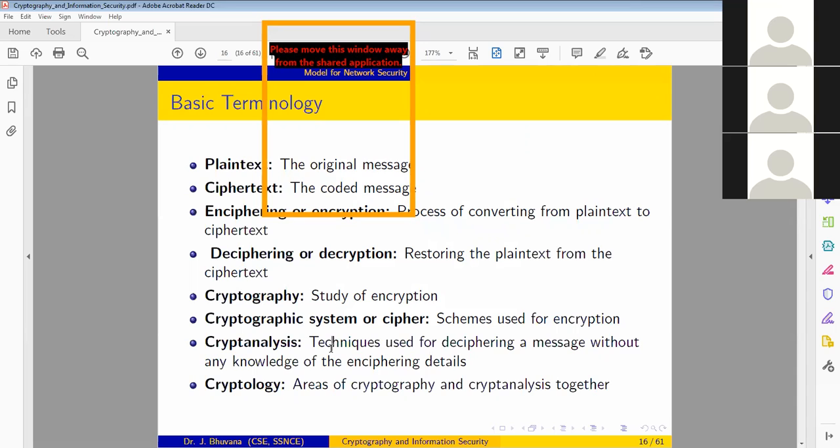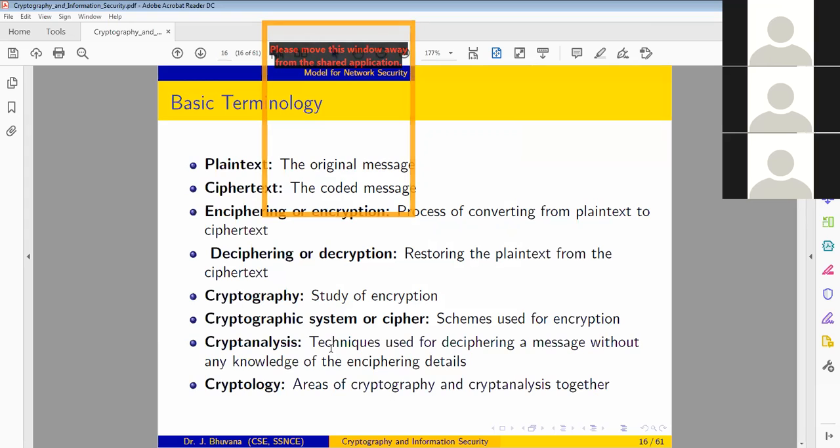It means that someone who is not aware of what algorithm is used, what key is being used, or what plain text is being secured, without knowing all this information, tries to break the ciphertext in order to bring the plain text out of it. That person is called a cryptanalyst, and the action he does to bring the plain text out of the ciphertext is called cryptanalysis. It means he is not aware of the key being used or the plain text being secured.